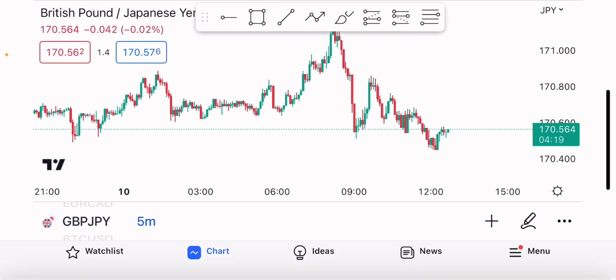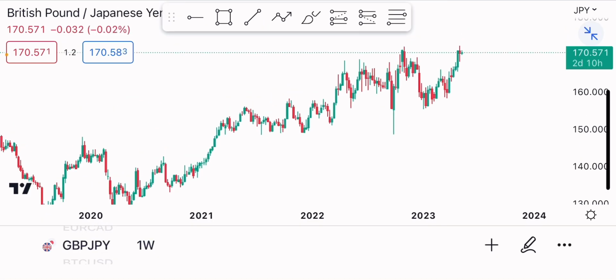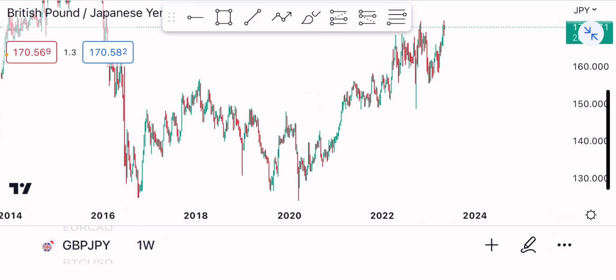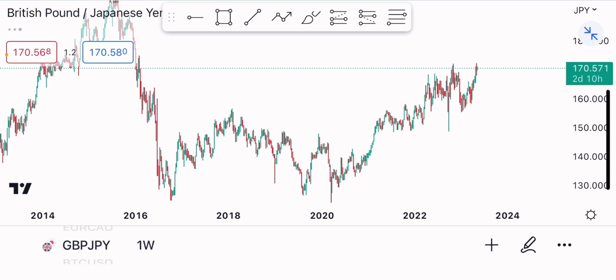So let's get to it. On the weekly time frame on GBPJPY, there are a couple of things we should take note of. First is the market trend, the market direction, where the market is headed. The higher time frame trend is the general trend of the market. Those market moves we see on a lower time frame are just a product of the bigger time frame picture or the bigger time frame direction.